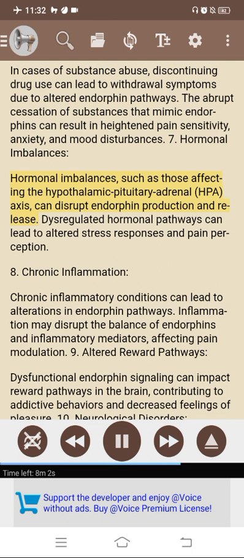7. Hormonal imbalances. Hormonal imbalances, such as those affecting the hypothalamic-pituitary-adrenal (HPA) axis, can disrupt endorphin production and release. Dysregulated hormonal pathways can lead to altered stress responses and pain perception. 8. Chronic inflammation. Chronic inflammatory conditions can lead to alterations in endorphin pathways. Inflammation may disrupt the balance of endorphins and inflammatory mediators, affecting pain modulation.